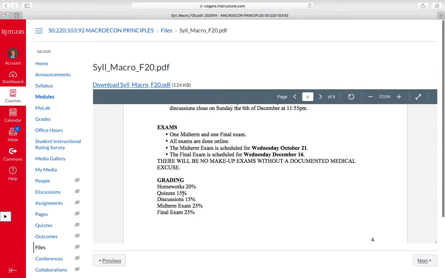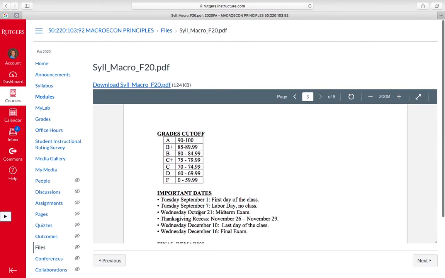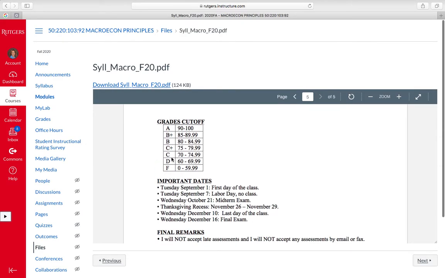The homeworks and the quizzes would prepare you for the midterm and the final exam, because these are very similar questions in terms of the format and in terms of the style of the questions. Again, multiple choice, short essay questions, and short answers. The grading cutoffs are actually the ones from Rutgers, so this was not invented by me. This is from the Rutgers website.